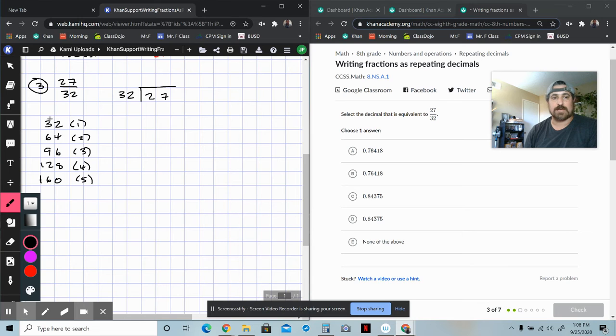So I would recommend doing the first 5 multiples of the thing you're dividing by, and then you can go from there. So 32 into 27, obviously that's not going to work.